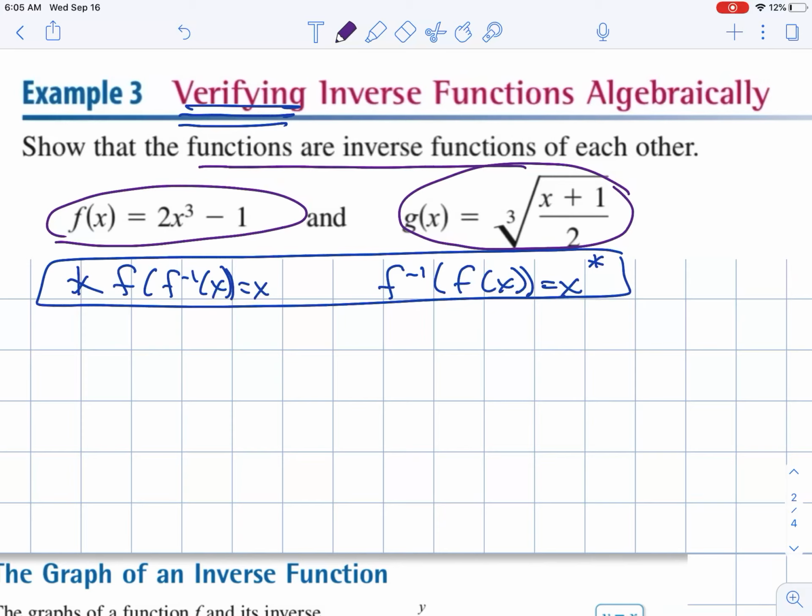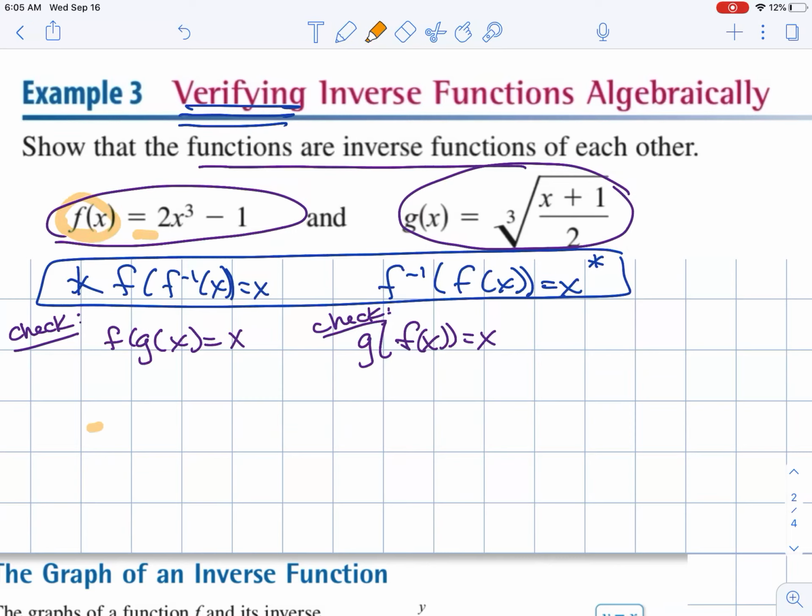So if this is f of x and this is g of x, and they're inverses of each other, then f of g of x will equal x, and g of f of x will also equal x. So we're going to check these both. So let's try it. Ready? We're going to stick these inside.